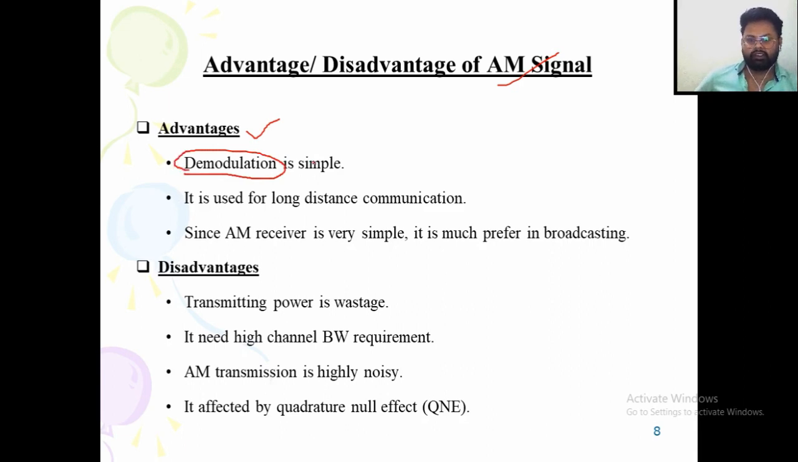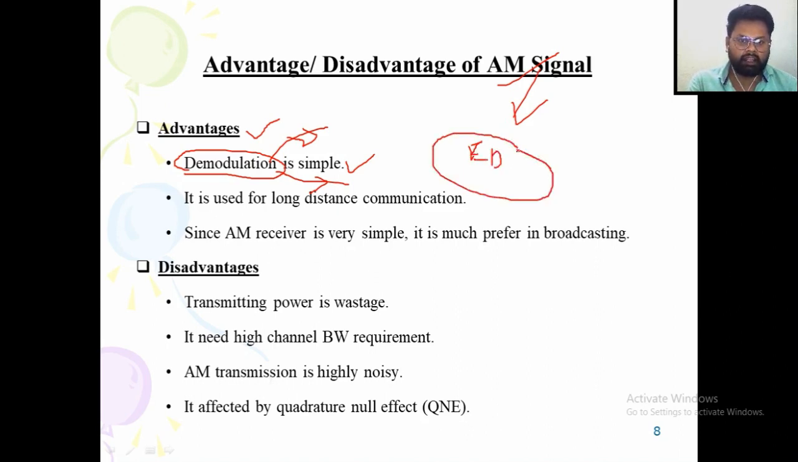Demodulation is very simple in AM signals. I will talk about demodulation. Demodulation is a process in which the message signal is reconstructed from the modulated signal, right? It is generally done on the receiver side. In AM, the receiver is an envelope detector, which is used for demodulation.